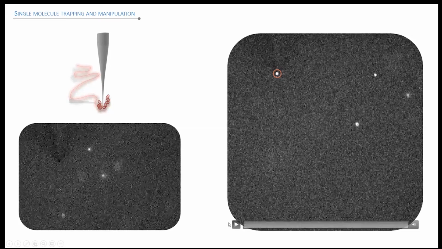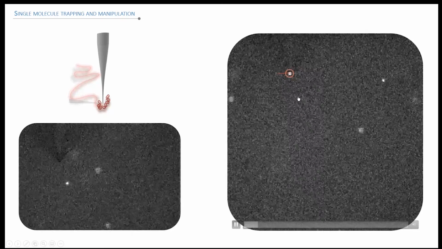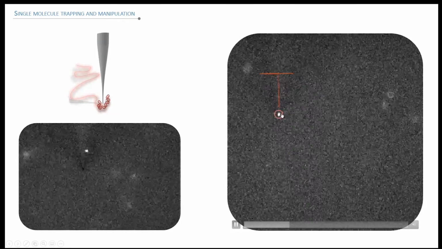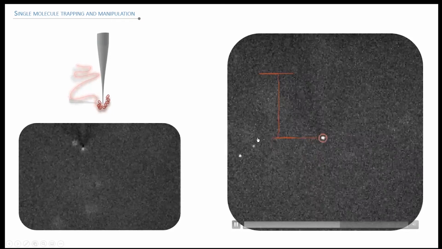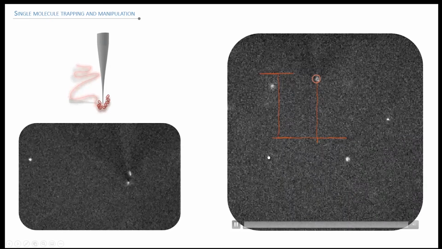So you can manipulate them in different patterns. As you can see here, you can trap a molecule, then you can move it along while holding it at the tweezer tip.